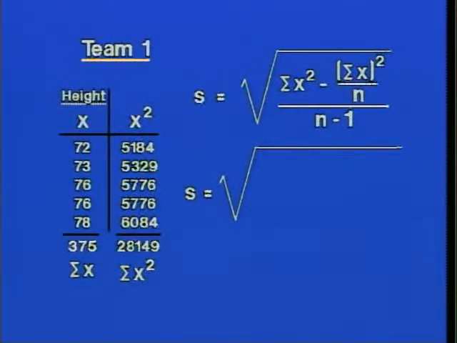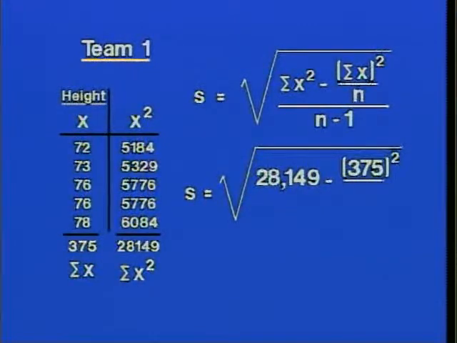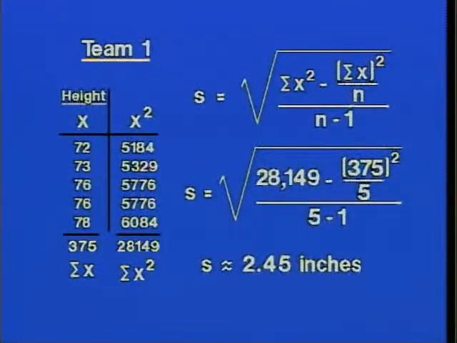The first item that we see is the sum of x squared, and we see that at the bottom of a column, so we just bring it over. And then we bring over the other item, the sum of x's, and that number is to be squared. And the number of items in the data set is 5. And then in the denominator, we have 5 minus 1. And then it's a matter of punching the calculator from here, and punching it correctly, we would find our standard deviation to be approximately 2.45 inches.